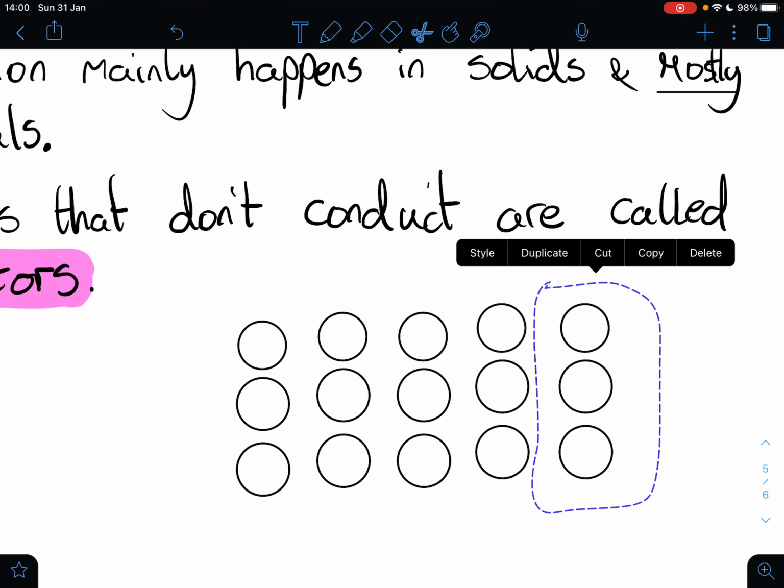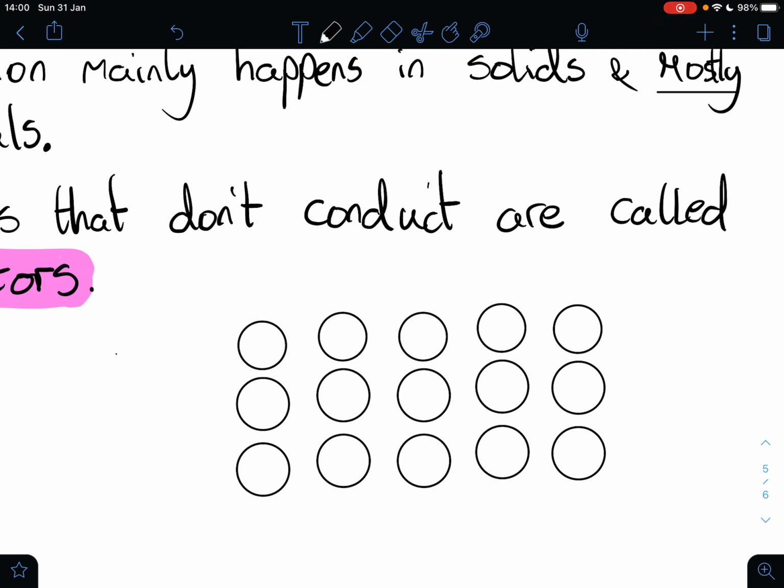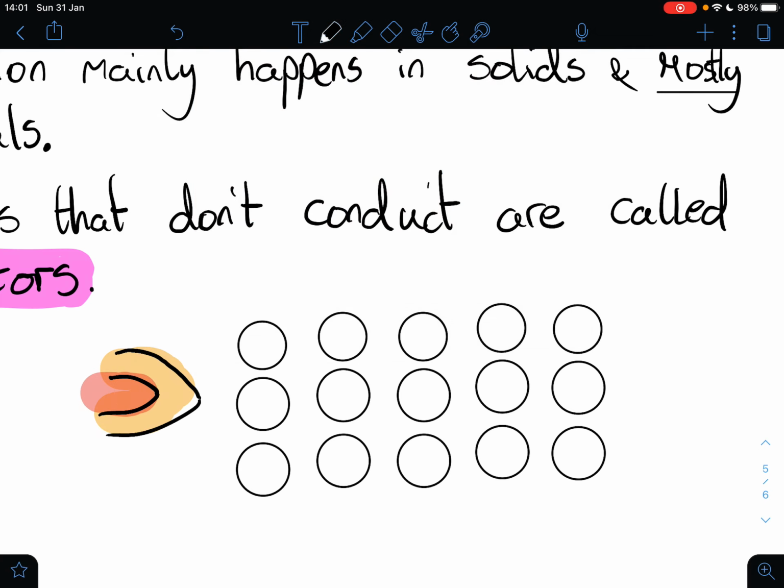Like so. 1, 2, 3, 4, 5 across. Okay. Over on this side, I'm going to put my heat energy. I'm going to put it as if I was holding a Bunsen burner. Get a bit of yellow, orange and yellow on there. Maybe a bit of red in the middle. There we go. That'll do. So this is the direction of my heat.